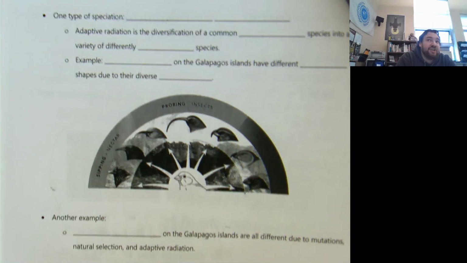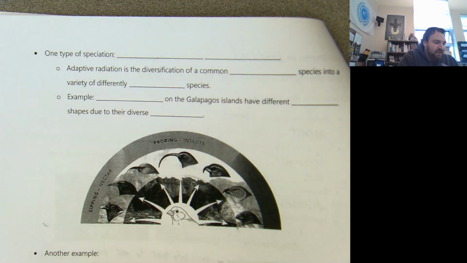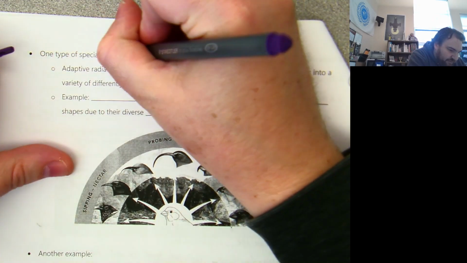One type of speciation is something called adaptive radiation.